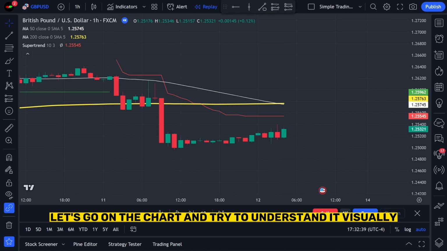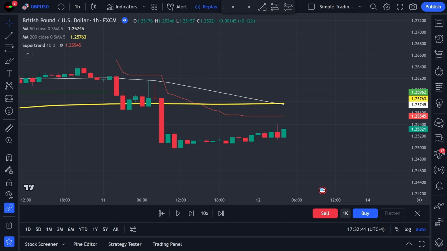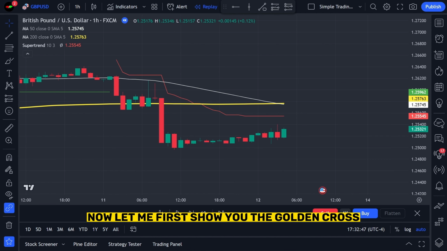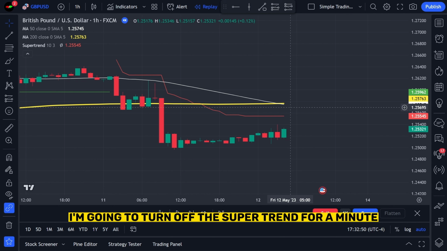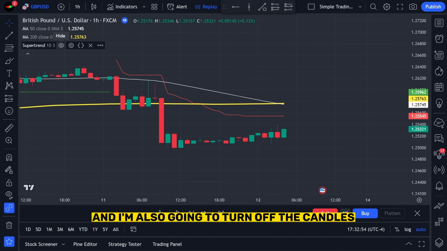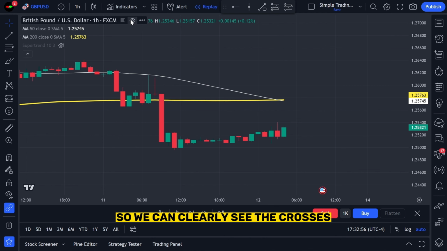Let's go on the chart and try to understand it visually. Here we have GBP/USD on the chart on the 1-hour time frame. Now let me first show you the golden cross and the death cross. I'm going to turn off the supertrend for a minute. And I'm also going to turn off the candles so we can clearly see the crosses.